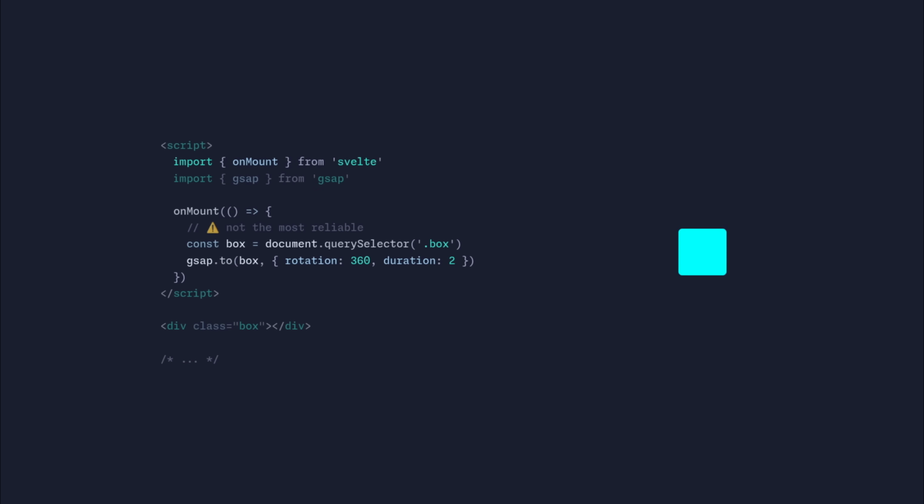The first method is going to be using onMount, so we know that the box exists. And for this, we can use document.querySelector, even though it's not the most reliable. And now we can say gsap.to, we can pass it the box, and we can pass our animation options. Alternatively, we can use the bind directive to get a reference to the box. And this works the same way.